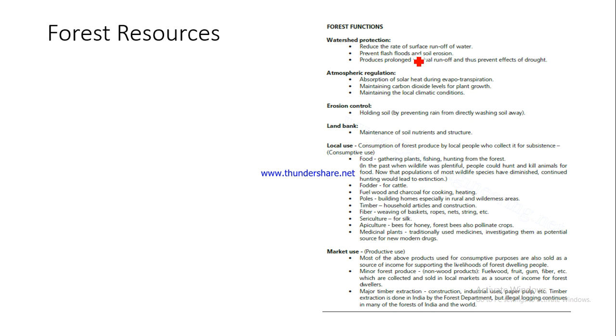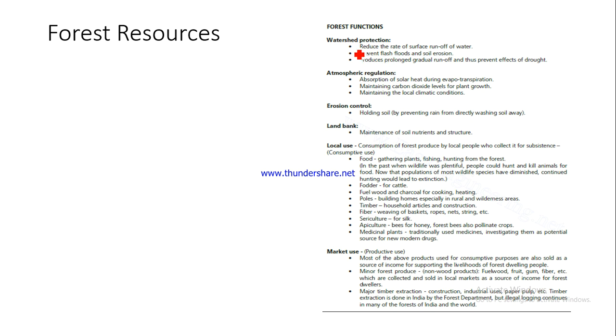Since the forests are there and the surface runoff is prevented, the water just cannot flow freely. The water would rather be absorbed by the soil and it would percolate down and recharge the ground aquifers where the water is available. The groundwater table would be recharged by this water. So there are less chances of flooding if we have forests.